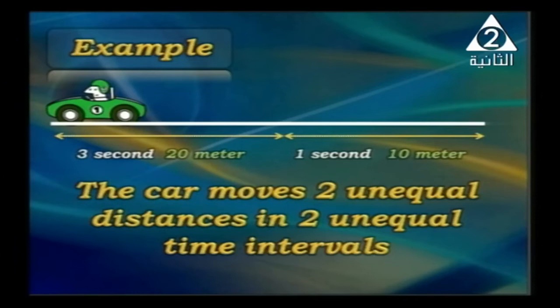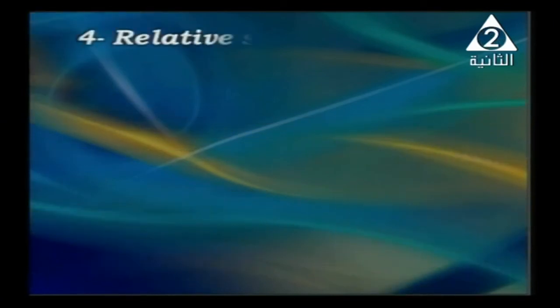So I need to calculate the average speed. I take the total of these distances, divided by the total of the time intervals. 10 and 20, it's 30. 1 second and 3 seconds, it's 4 seconds. So we have 30 divided by 4, and try to answer it. So here, this is another part about this one.